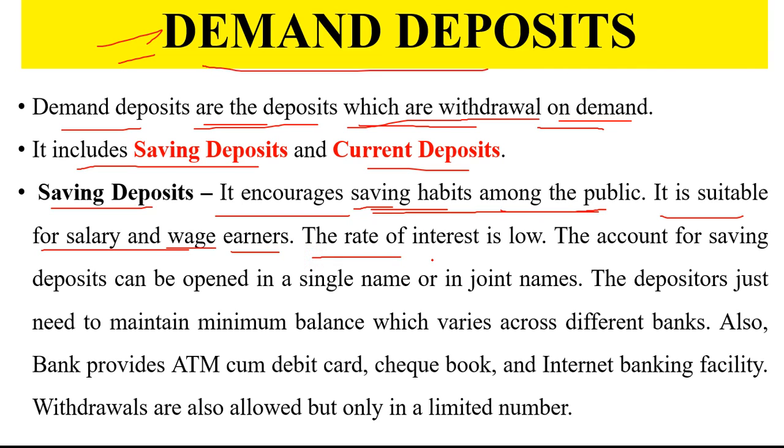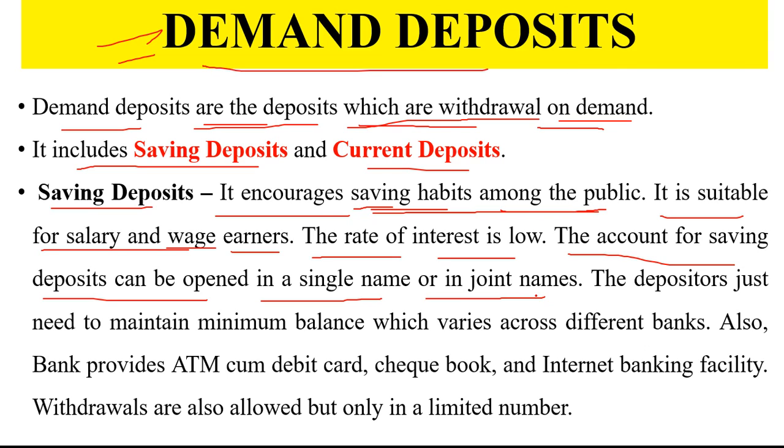The rate of interest on savings deposits is low. Normally, the bank gives interest of 4%. The account for savings deposit can be opened in a single name or in a joint name. So if you want to open a savings deposit account in a bank, you can open it in an individual name or in a joint name also.